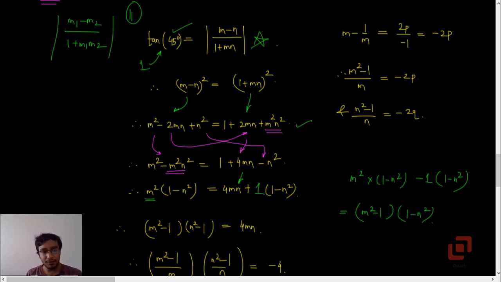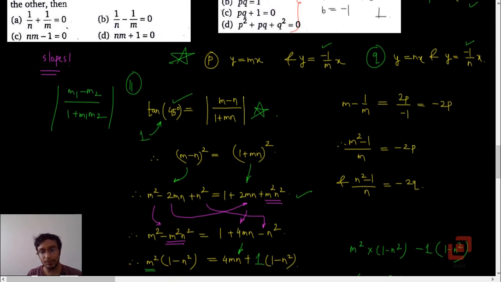Now we'll take a break momentarily, because keep in mind that we are not interested in finding relations between m and n. Okay, we want a relation between p and q. So we'll come back to this, but as of now, let's go back to the pair of straight lines formulas.